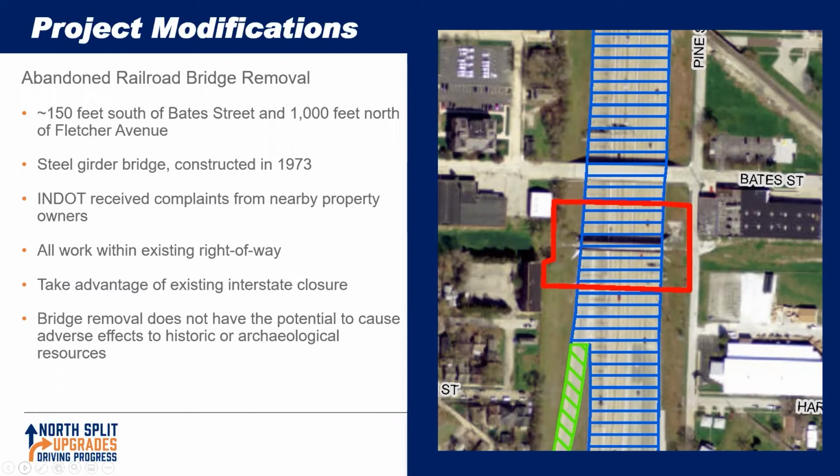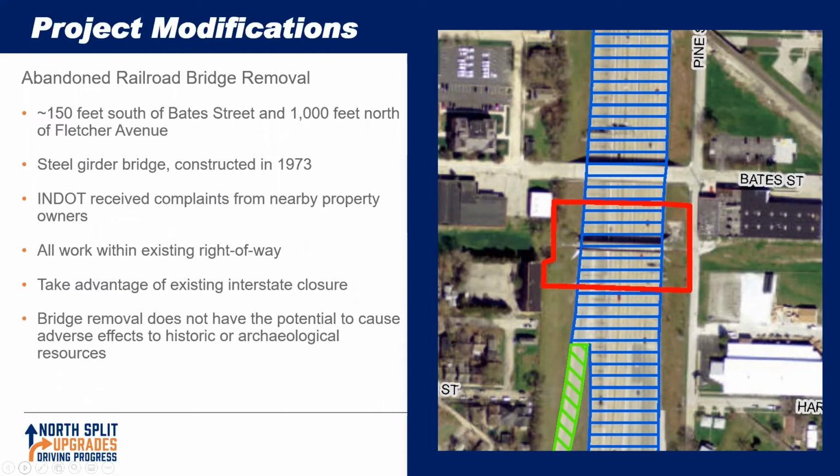Recently, in the past year, INDOT received complaints from nearby property owners about the condition and use of the bridge by folks that were trespassing across the state right-of-way. The proposal here is to remove this abandoned railroad bridge. Same as what Kia mentioned earlier, all of the work is within the existing right-of-way. Because we have less traffic on the interstate, we would take advantage of that, and this work would be easier and safer. And again, this does not have the potential to cause adverse effects to either historic or archaeological resources.